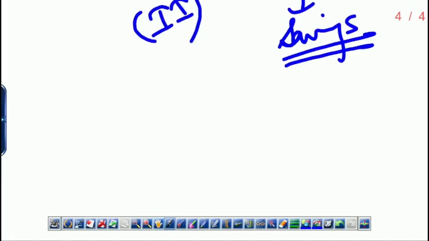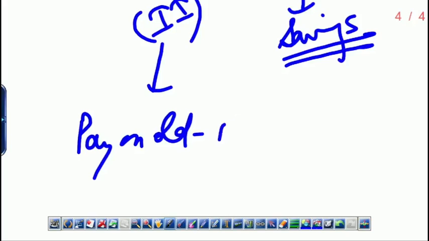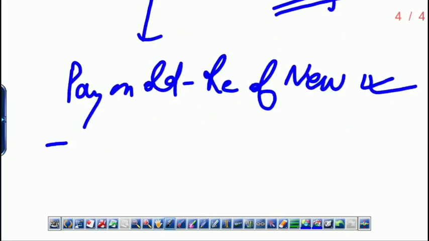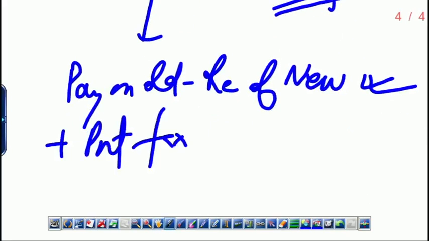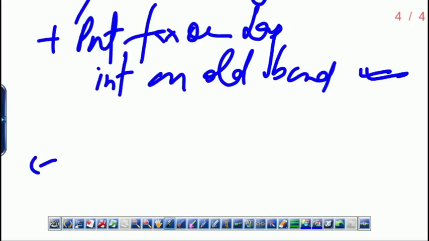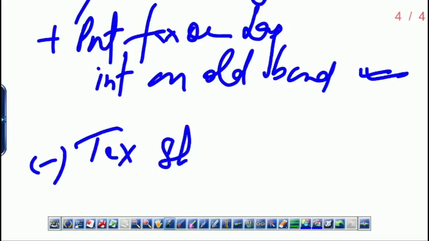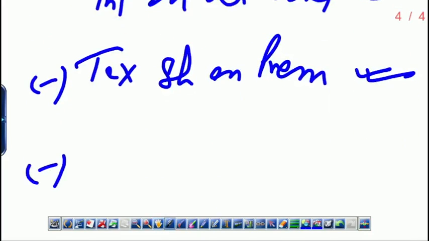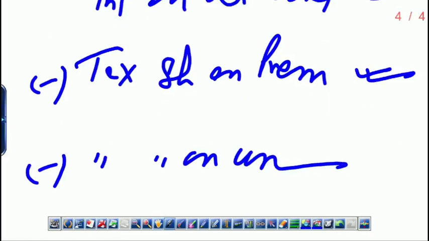Initial investment: payment on old minus receipt of new. So what is the extra you pay today? Plus post-tax overlapping interest on old bond, because for the new bond you will have to pay the interest, but the old should have stopped. Less tax shield on premium. On premium, you get it right away because you are retiring the old bond. Less tax shield on unamortized discount and flotation cost on old bond.